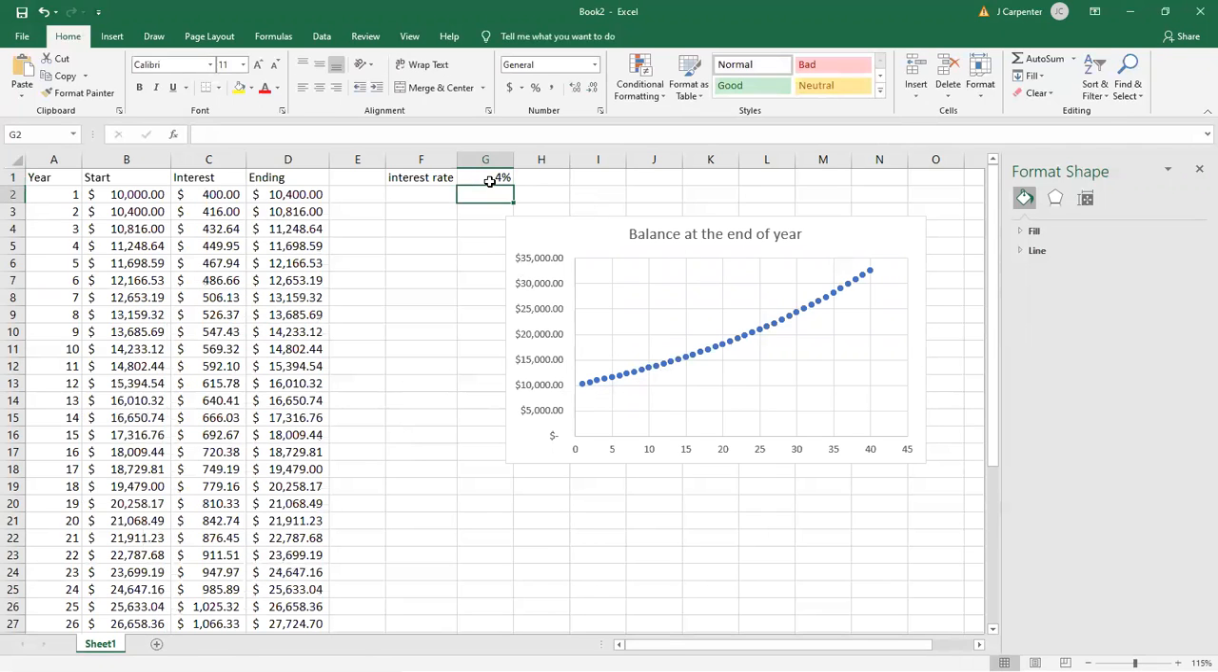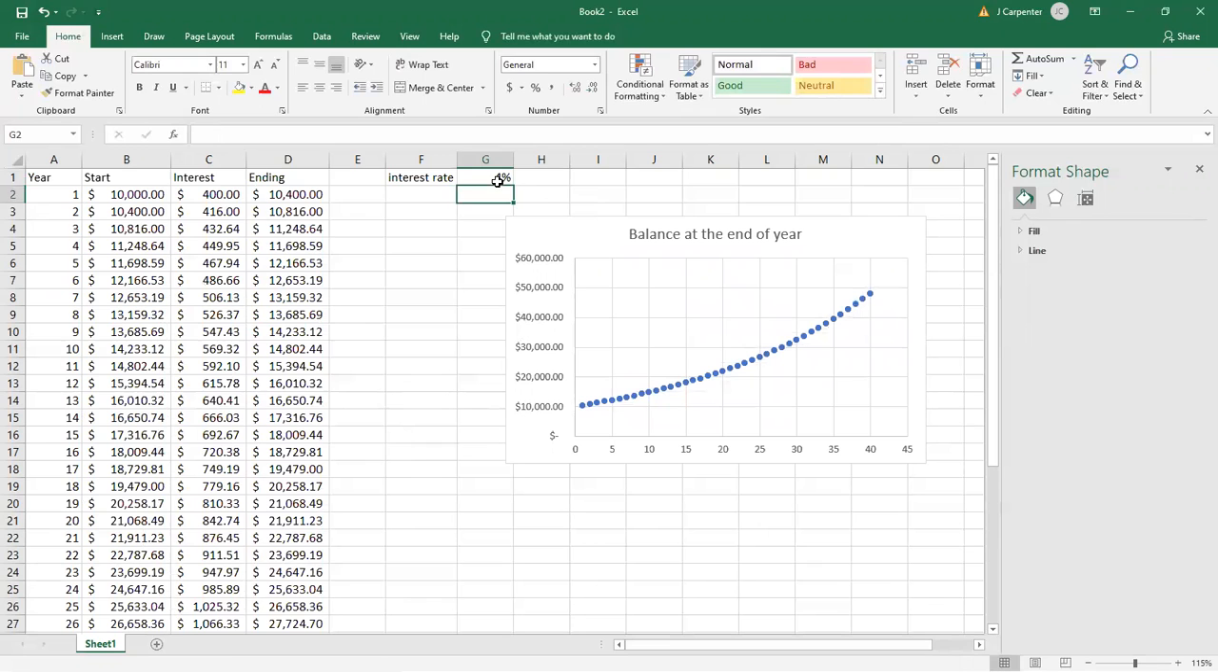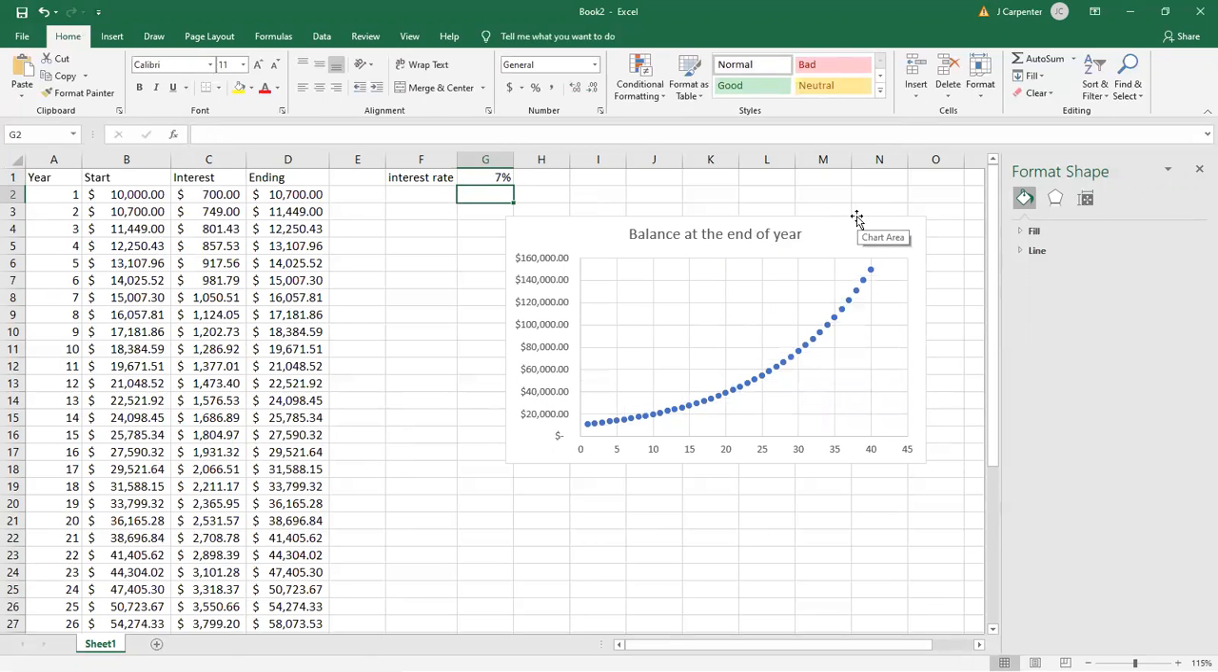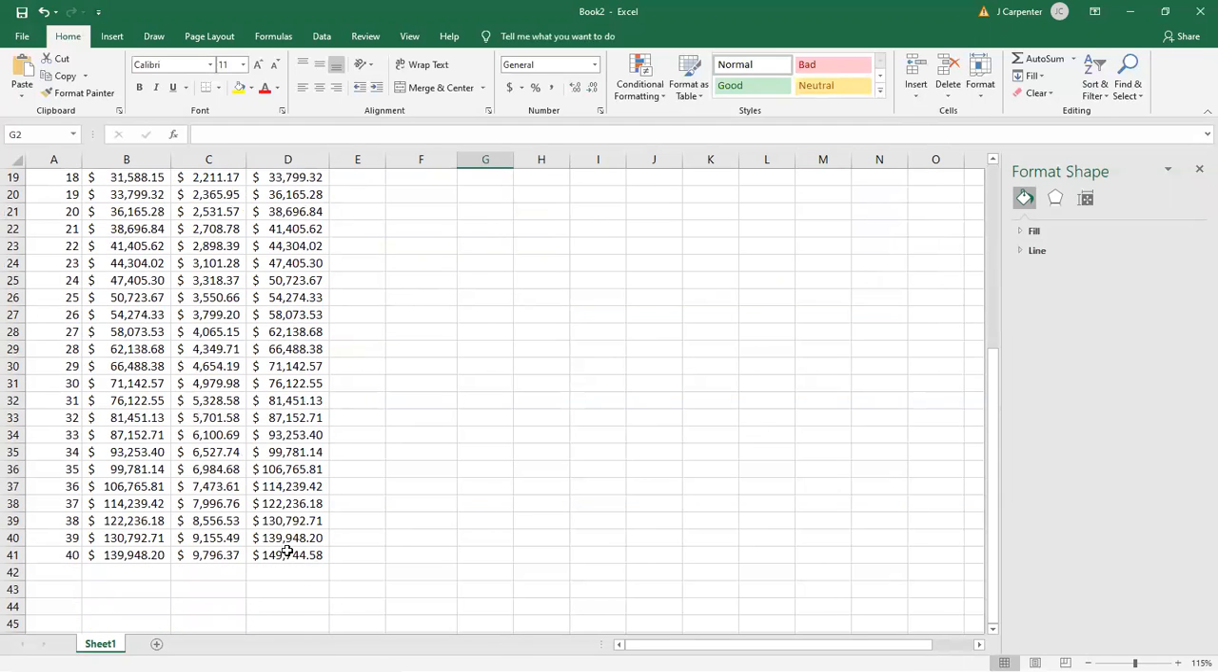Watch if I change it to 4%. It's bending a little more. Watch if I change it to, let's just jump the gun, 7%. Now we're starting to see that explosion start to happen. Right around here is when we start picking up pace, and this thing is getting steeper, which means we're getting way more money for free. Now look at our ending balance of $149,000.